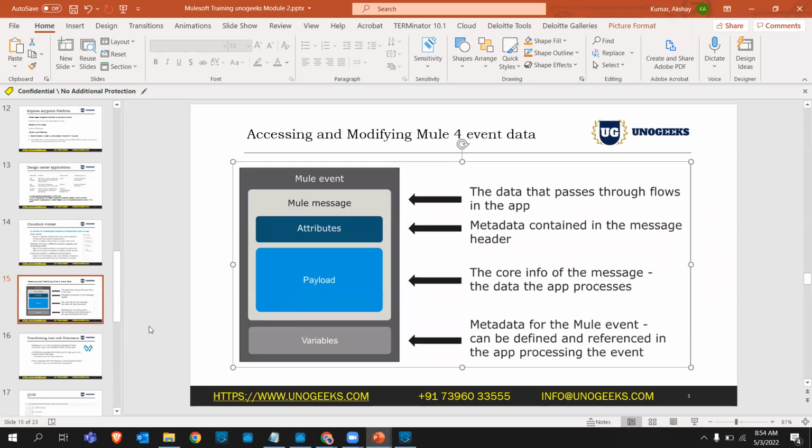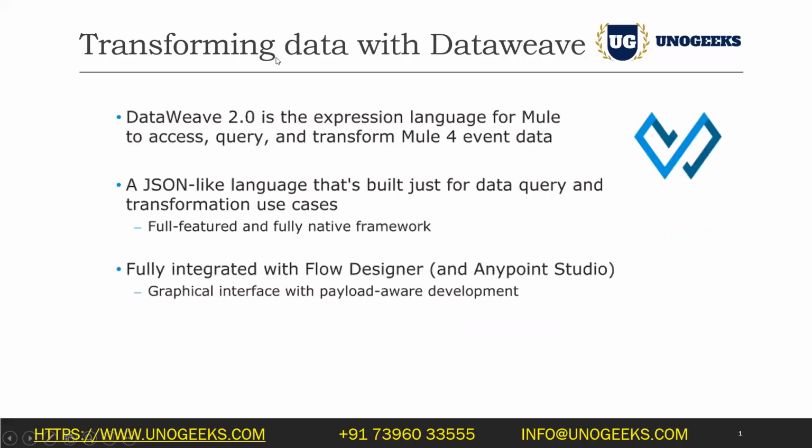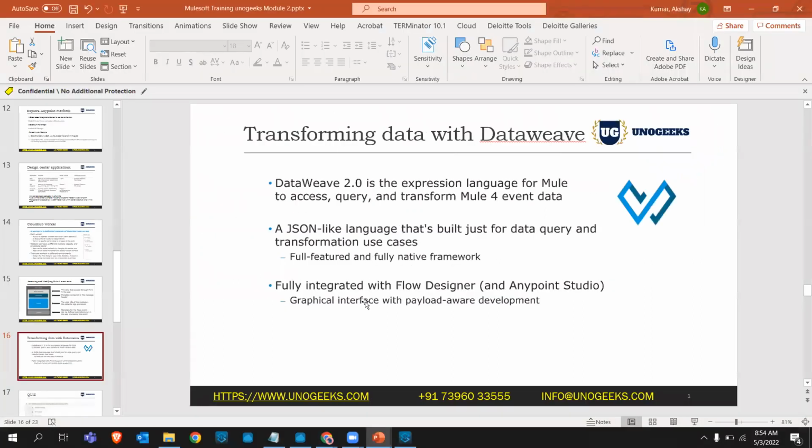So I hope this is clear till now. We will go to the last slide for today, which is transforming data with DataWeave. As we had attributes, payload, all these things, to extract those things we have an expression language which is called DataWeave 2.0. This is just like a JSON language to query our data, which is already present.